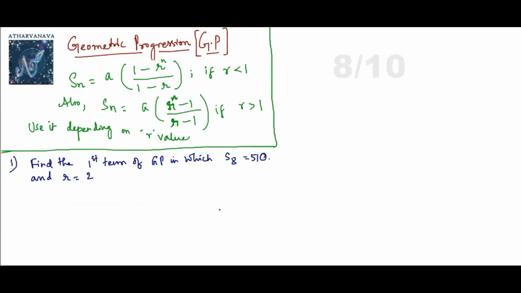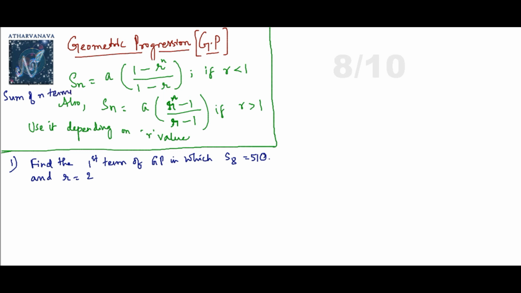Welcome back, students. We are discussing geometric progression, and in previous sessions we have seen the nth term formula, and based on the nth term formula we have discussed really good models. Now we are going to discuss Sn, that is, the sum of n terms formula. Sn stands for sum of n terms.